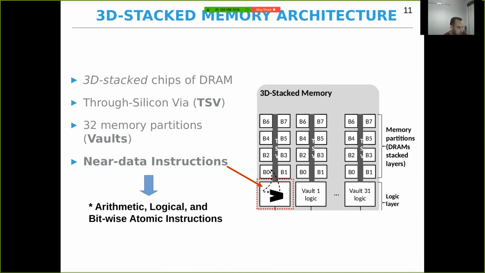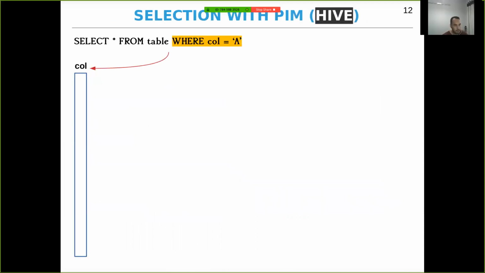And here I am going to show an example of how to run the selection operator with processing memory. And this example is based on HIVE.